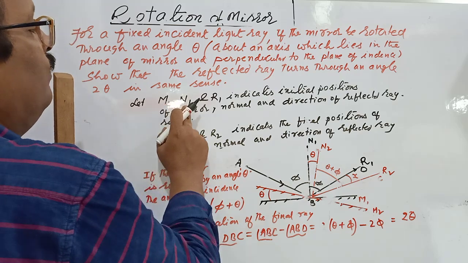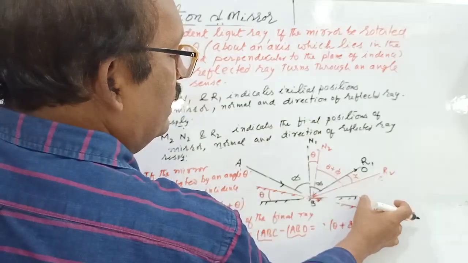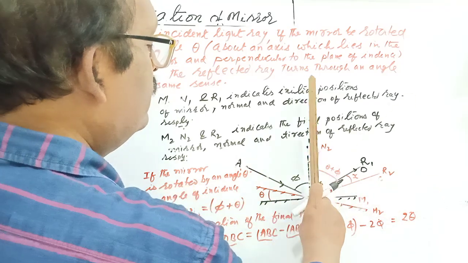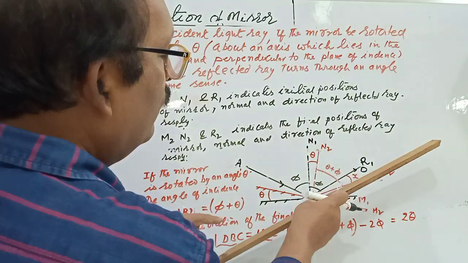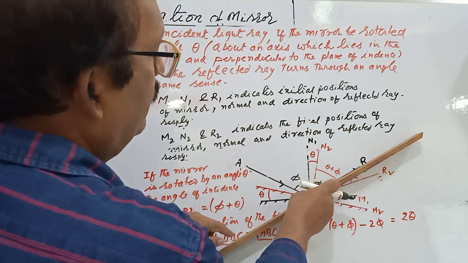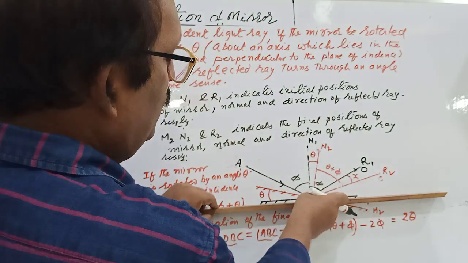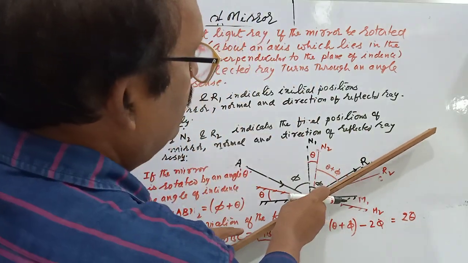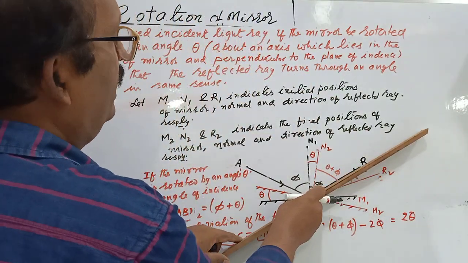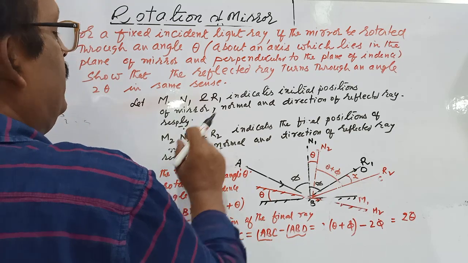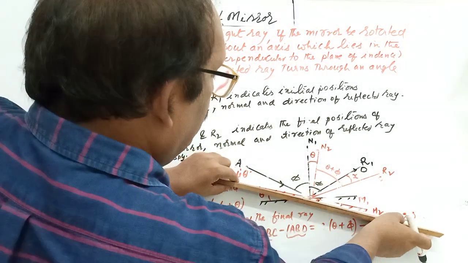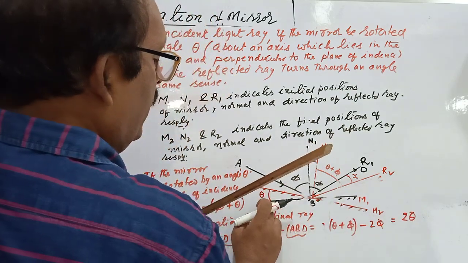Hence, M1, N1 and R1. M1 is the initial position of the mirror. N1 is the normal for that and R1 is the initial position of the reflected ray. Similarly, now the mirror is rotated by an angle of theta. So it is now rotated by an angle of theta.